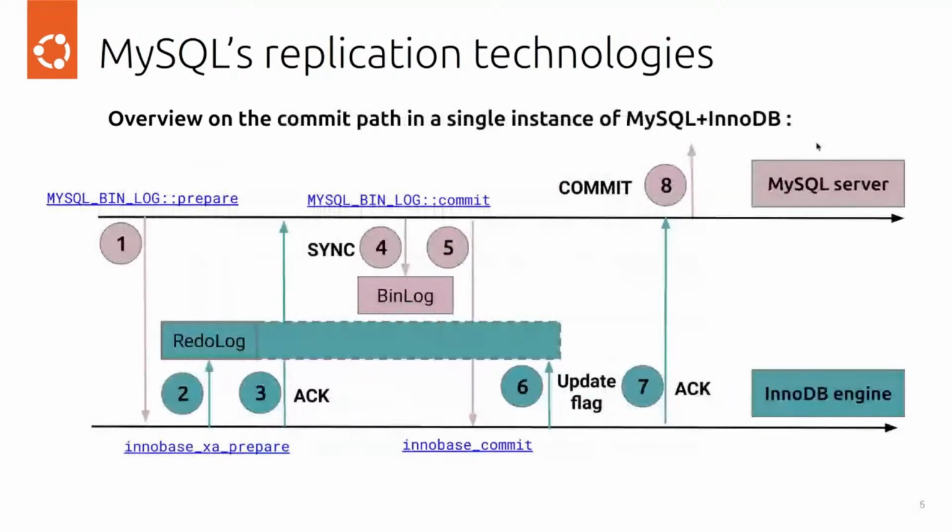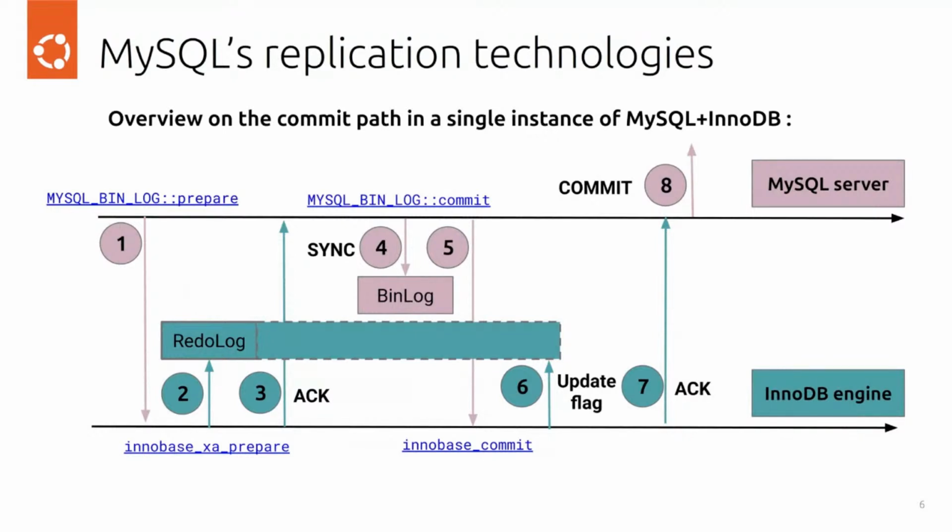Now we are going to talk about what happens when you request MySQL and InnoDB to commit something. Why is this important? Because it will allow us to understand the different replication technologies that we are going to talk about next. When you are trying to commit a transaction, typically you go through different stages. The first stage is to prepare the commit. At that stage, MySQL Server will issue this MySQL binlog prepare, which behind the scenes, in the case of the InnoDB engine, calls innobase_xa_prepare. All of those are functions that are called in the respective code.